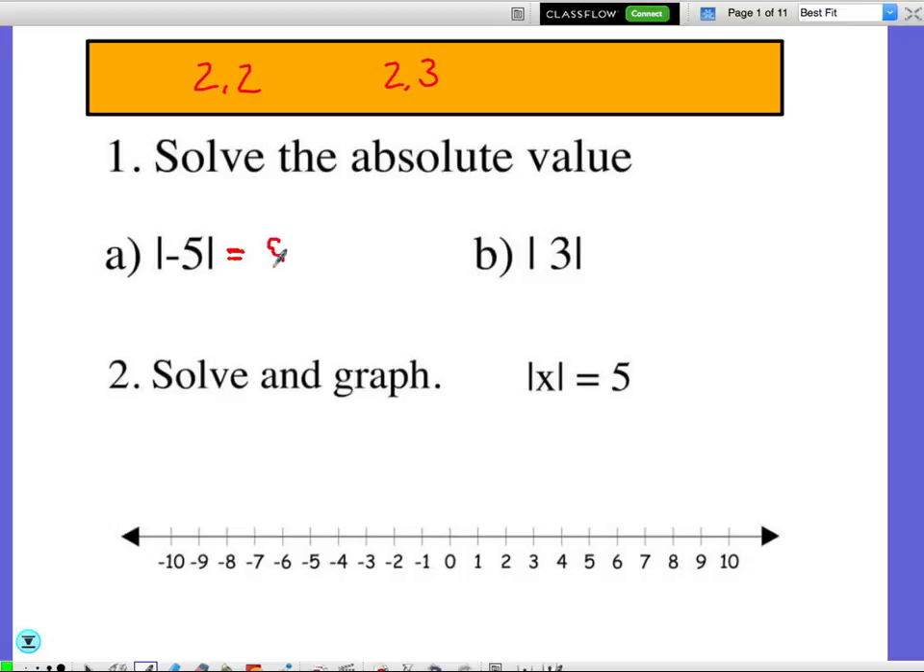So here we have positive 5. And if you already have something positive inside the absolute value, it keeps it positive. So this is still positive 3. Now, question number 2. Solve and graph the absolute value of x is equal to 5. So what this is asking right here is, what am I going to plug in for x? What am I going to take the absolute value of so that it gives me positive 5?